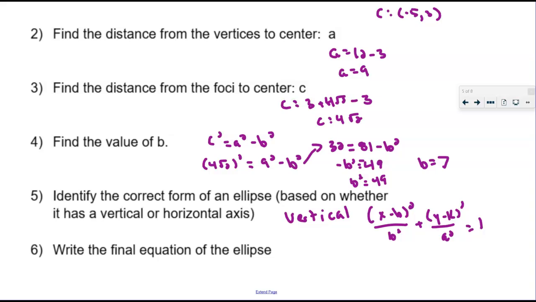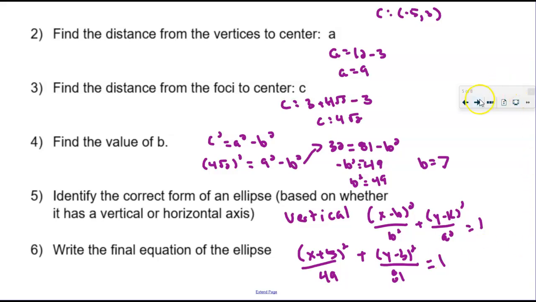So in this case, I know that my final equation is going to be x minus the x value for the center, so it makes it x plus 5, because it was x minus negative 5, squared. And then it's y minus 3 squared. And it's over b squared, which we found that b is 7, so that means it's going to be 49. And then it's over a squared, which is 81, equals 1. That would be the final equation for your ellipse.